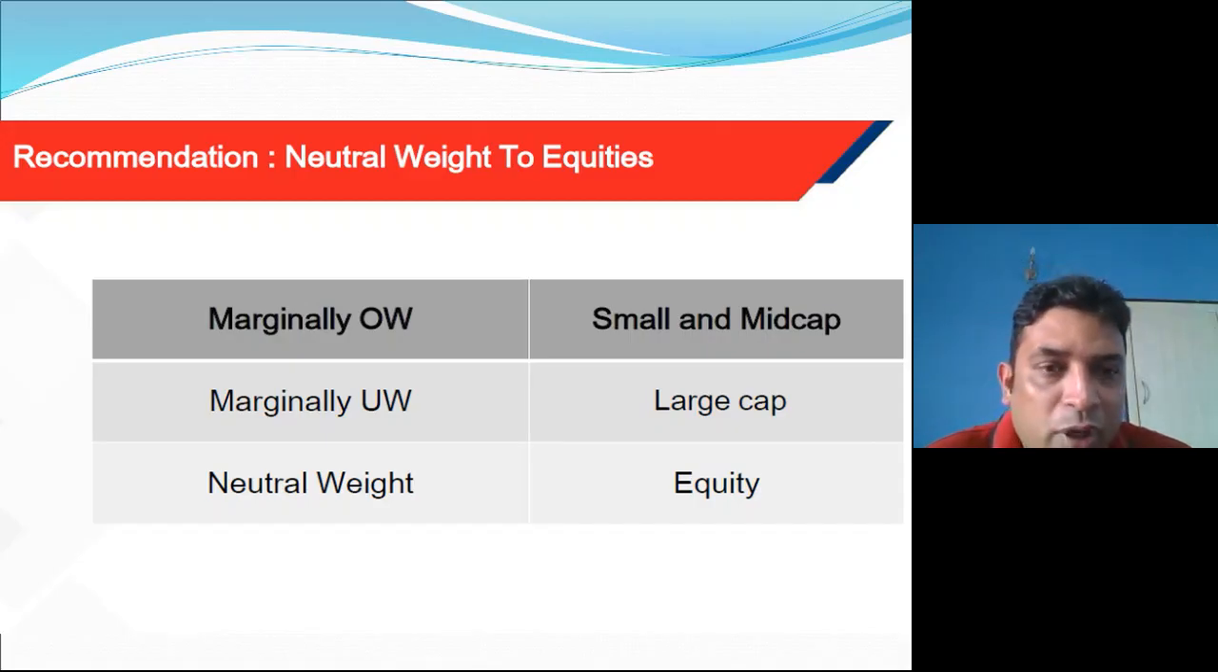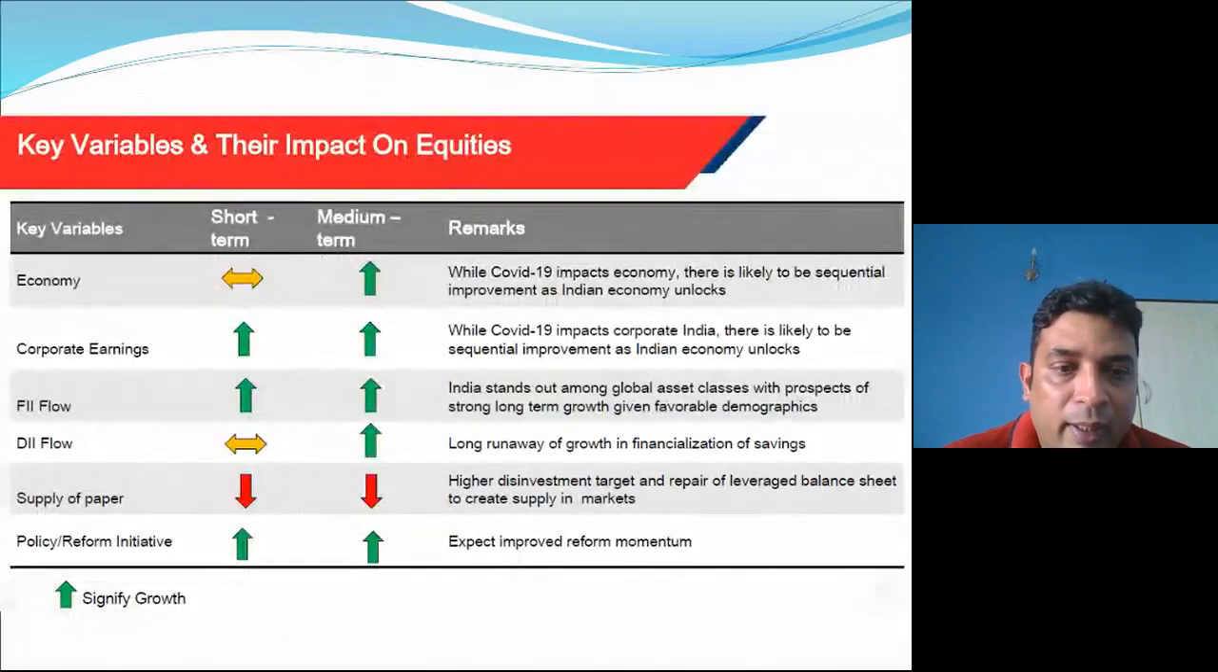And if you're looking to invest in equity, go for small and mid cap companies, do a proper research. Research should be bottoms up, not from the top down, and pick up the stocks and invest. Only the small and mid cap companies, okay? And key variables, I've already mentioned economy in short term. I mentioned that volatility in medium term will rise. The COVID economy, there's likely to be sequential improvement as the Indian economy unlocks.